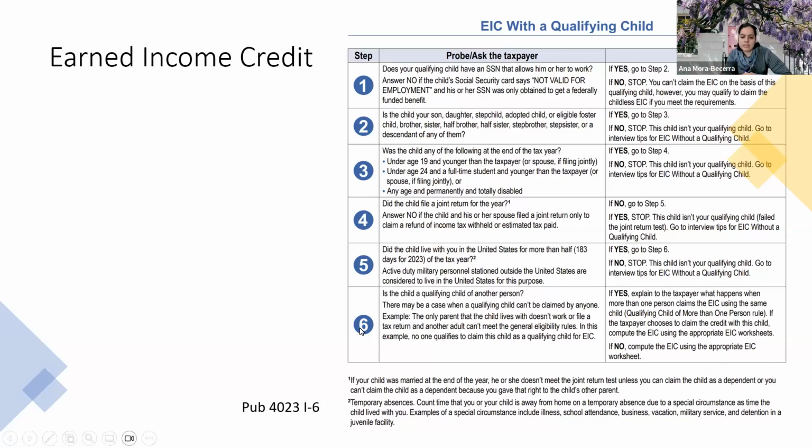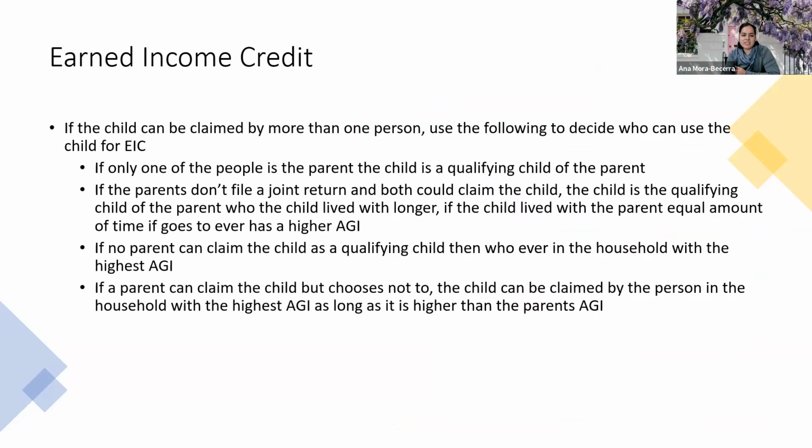The last piece would be step 6. So the child can only be claimed once for the EIC, but the child may be a qualifying child for more than one person, which gets a little confusing. So we're going to get into that here on this slide. If the child can be claimed by more than one person for the EIC, we go into tiebreaker rules. By default, the child will always go to the parent. If the other person is not the parent, then the qualifying child is that of the parent.